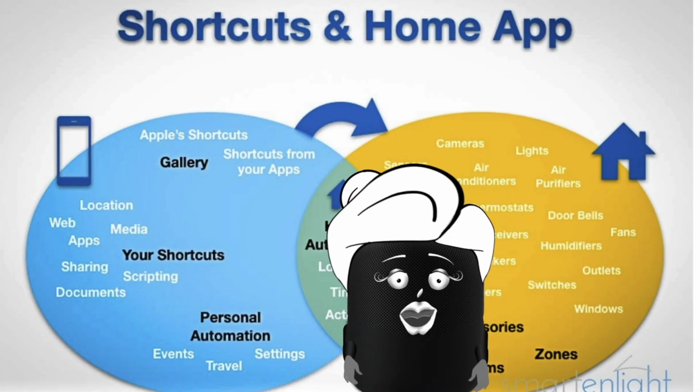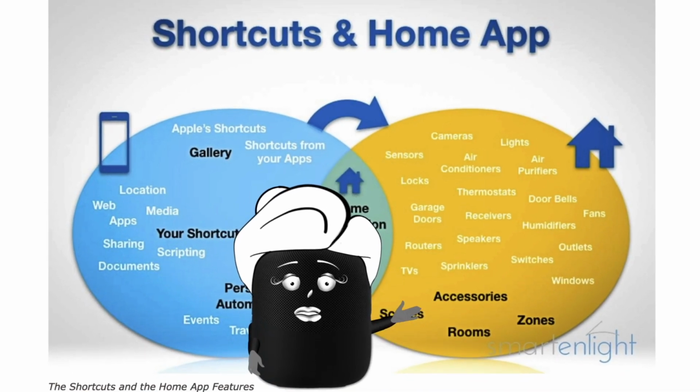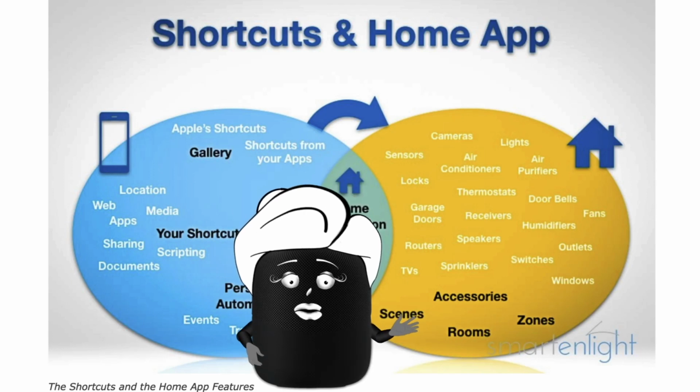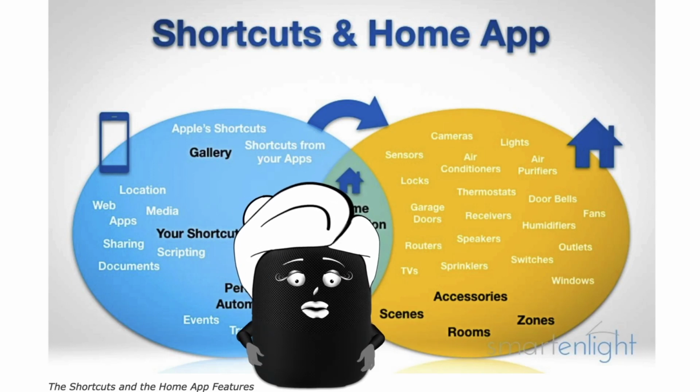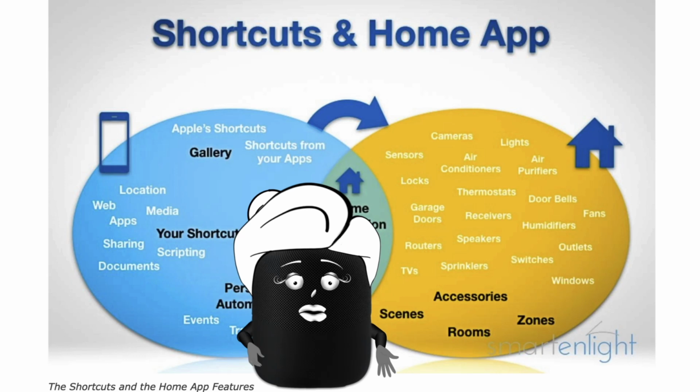Pretty cool, huh? On the other side, with my Home app, we can manage and control all your HomeKit accessories. We can arrange them into rooms or zones, and create scenes to store the settings of our smart home devices. Just tell me a scene name, and I will activate it for you. Amazing, isn't it? No worries.